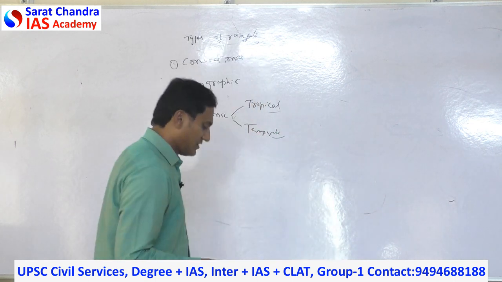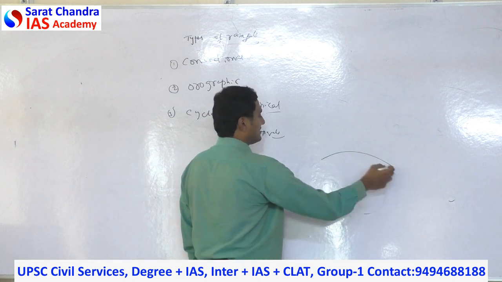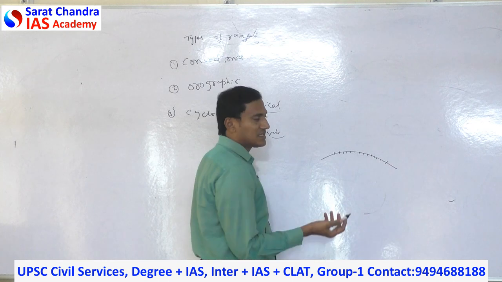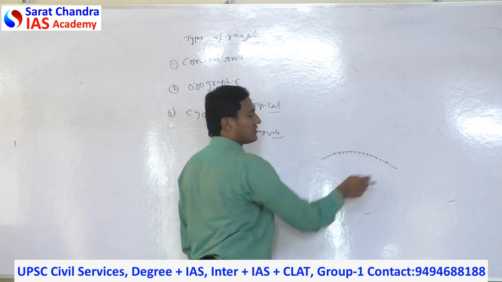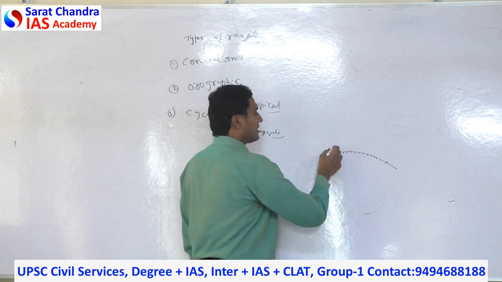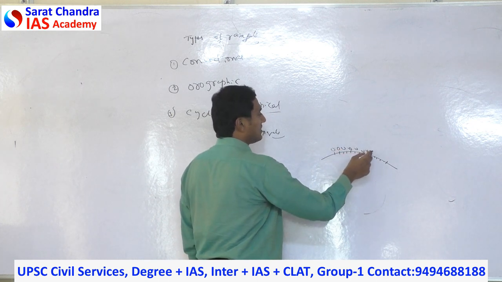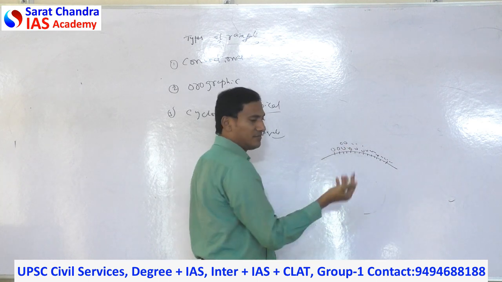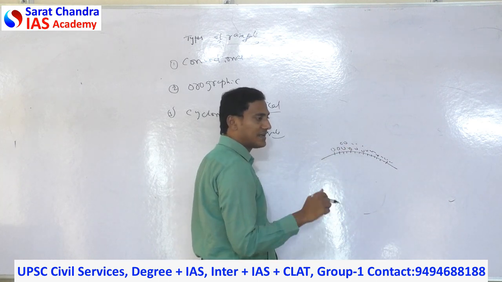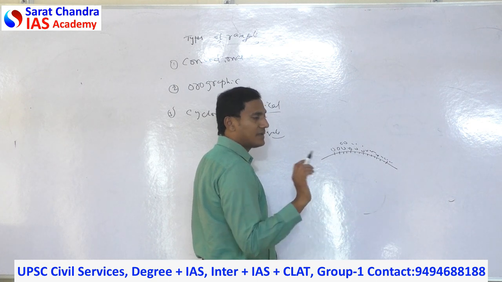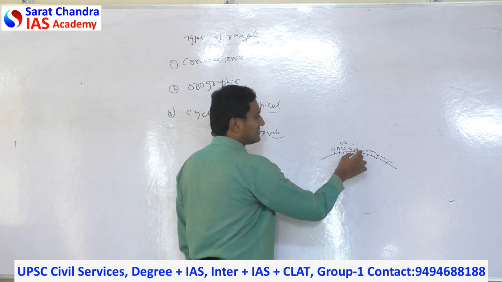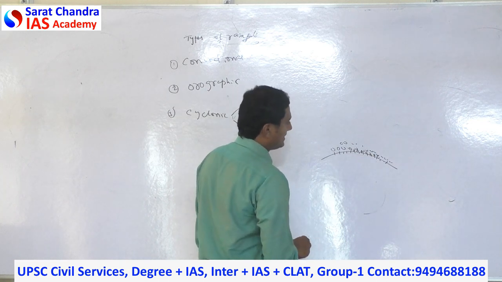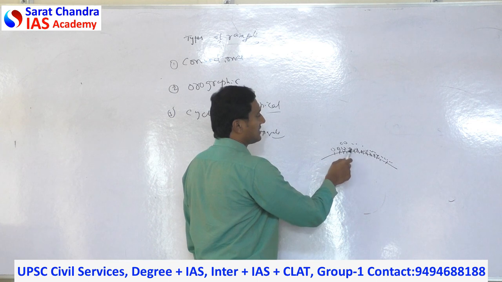Now, similarly, convection means, see, if this is earth, earth is a hot body, right? Why is earth hot? Because of the sun's rays. As the sun's rays fall on the earth, it becomes hot. So the air, the atmosphere which is near the earth, will become hot by conduction or convection? By conduction. See, the air is directly in contact with the earth. That's why this air becomes hot.